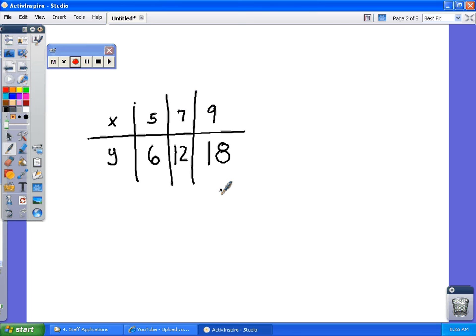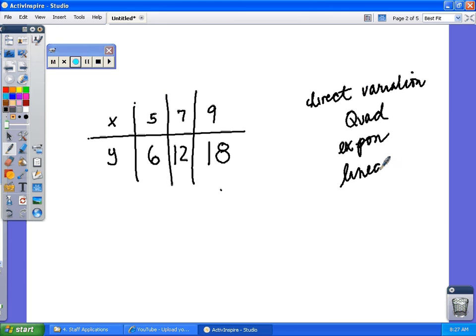All right, boys and girls, one of the last things that you're going to have to learn this year is how to look at a table and identify what type of function it is. So just a reminder, we've learned a lot of functions. We've learned direct variation functions. We've learned quadratic functions. We've learned exponential functions. We've learned linear functions. We've learned inverse variation functions.